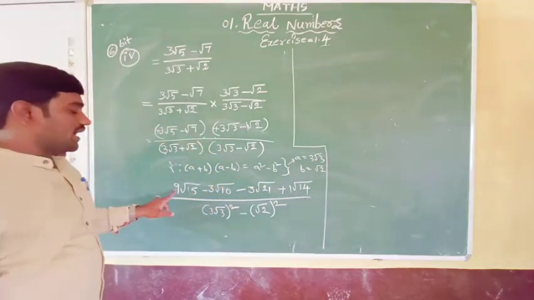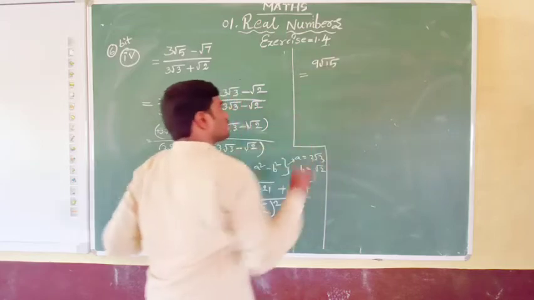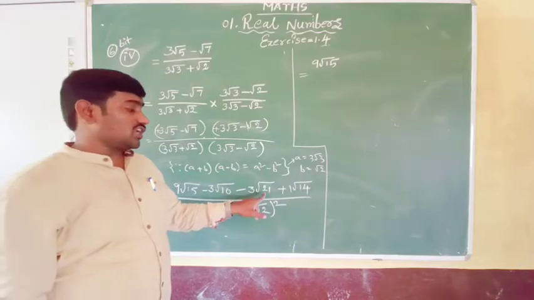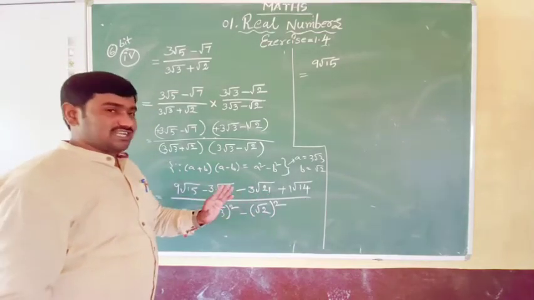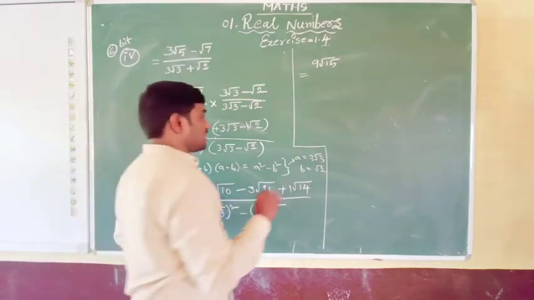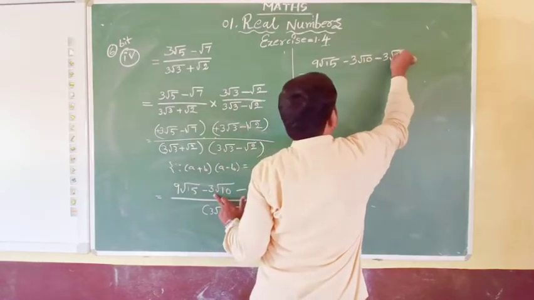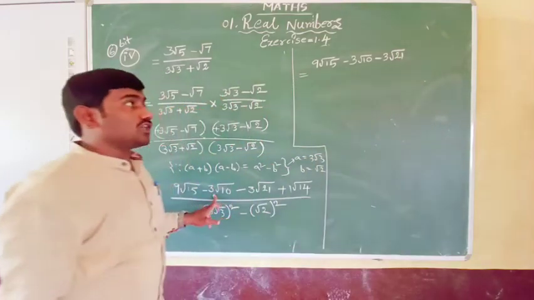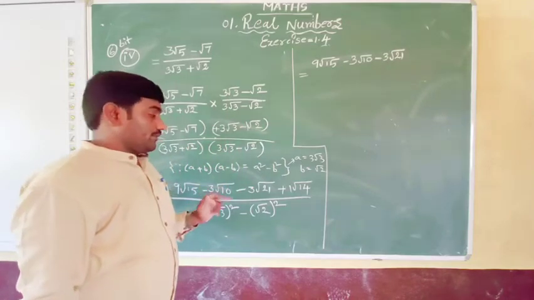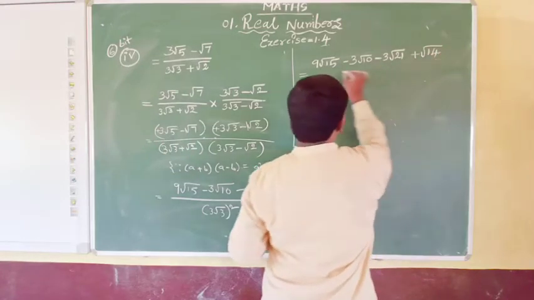Now we'll do the problem again. 9√15, we cannot do anything with that. Here minus 3√10 minus 3√21. Both are different, we cannot add these, so write as it is: minus 3√10 minus 3√21. Both are two different irrational numbers. Here plus √14. How many √14? Only 1.